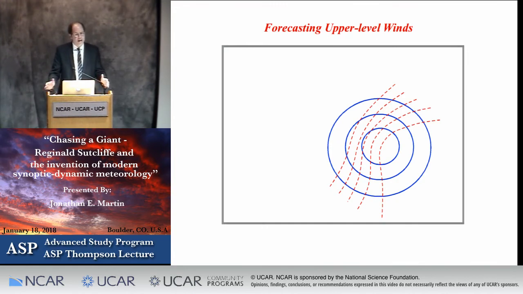One of the main tasks that confronted Sutcliffe as the chief meteorological officer at No. 3 Bomber Group was forecasting upper-level winds, because when you take off and you're on your way to northern Germany, and then you've got to come back after you drop your ordnance, you've got to know what the winds are going to do for you, because you've got to figure out your fueling and all the rest of it.